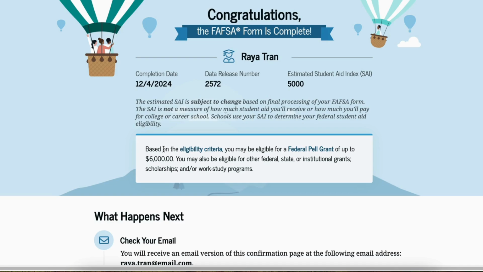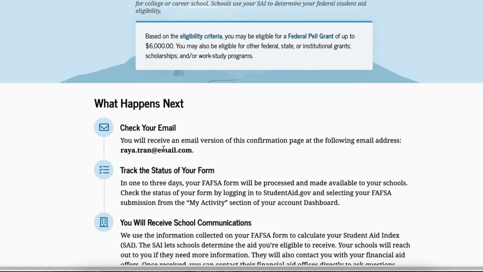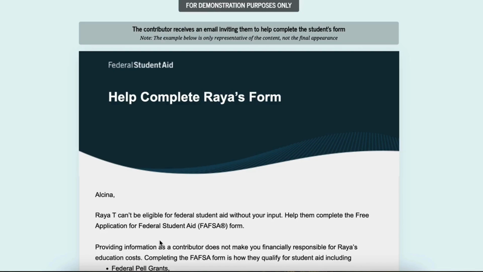From here, I won't know for sure how much it's going to cost to go to college until my colleges send me a financial aid award letter. And that will come typically in February, March time. So just keep that in mind from the aspect of the parent.